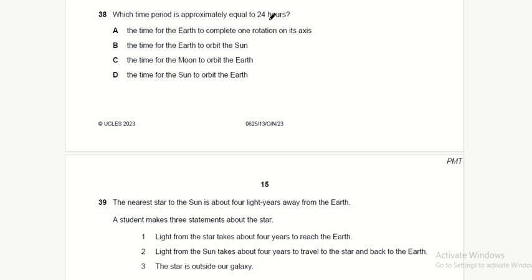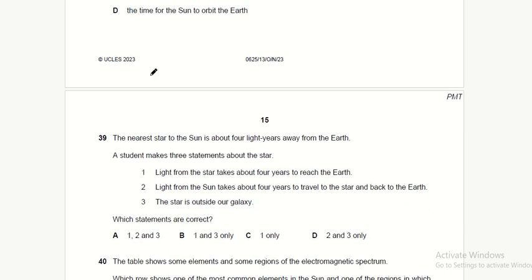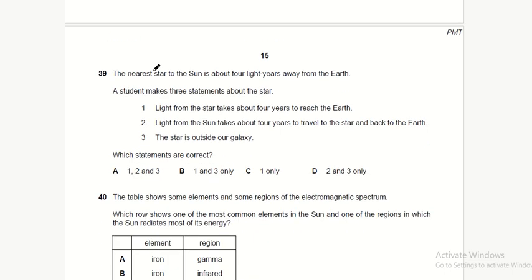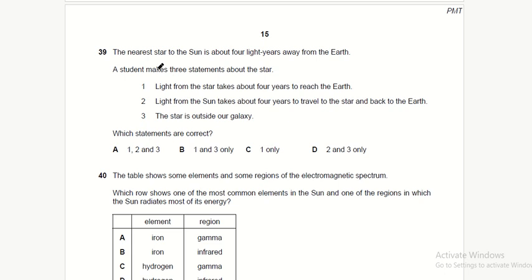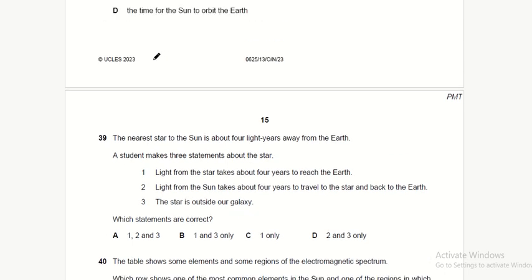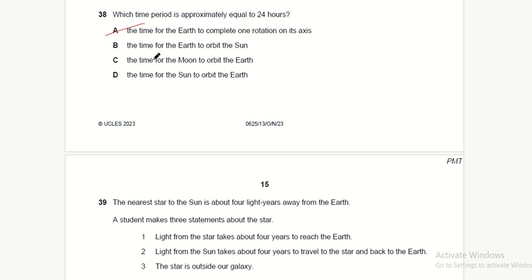24 hours is the time for Earth to make a complete rotation on its axis. Remember, Earth orbits the Sun in 1 year, 365 days, and the Moon orbits the Earth in nearly a month.